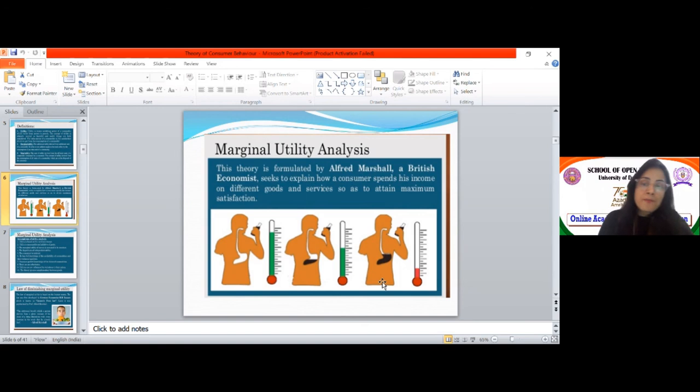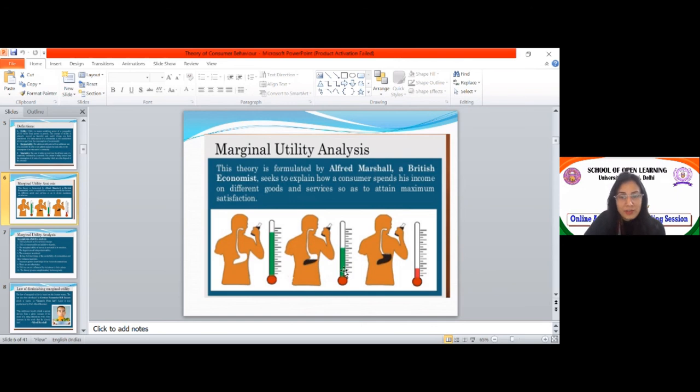What is marginal utility? The theory was formulated by Alfred Marshall, a British economist. He seeks to explain how a consumer spends his income on different goods and services so as to attain maximum satisfaction. So here, if you can see this example on the slide, he is having a cola, and when he had taken the cola, his satisfaction is very high over here. If you can see my cursor, guys, the satisfaction from cola is this much, and he did not take the cola. Right now he had taken the cola, so this much cola is already there.